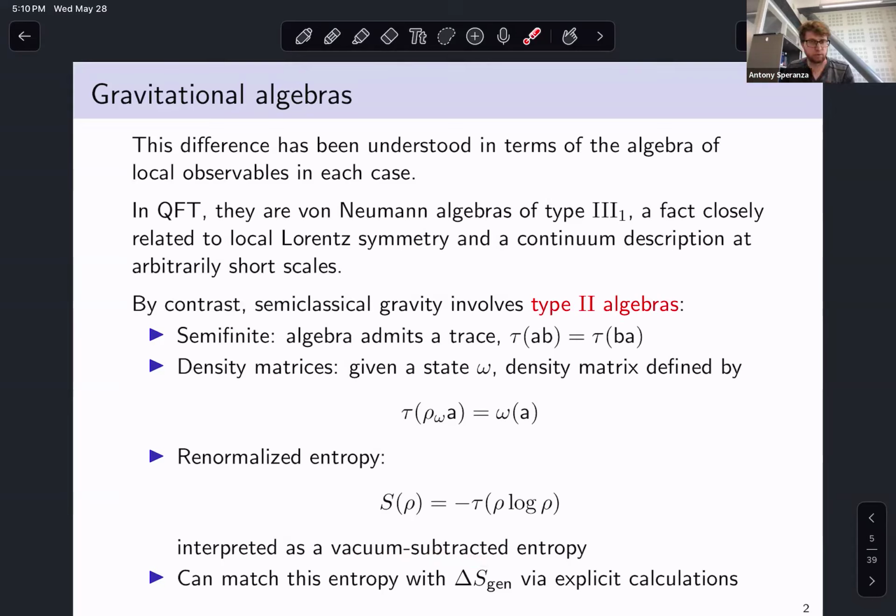And the interesting thing is when you do this construction in gravity where you can identify these algebras, you can actually do computations where you compute this change in entropy and you can match it fairly precisely to changes in generalized entropy. So this entropy really is matching on to this area plus entanglement entropy that was shown in the previous slide.